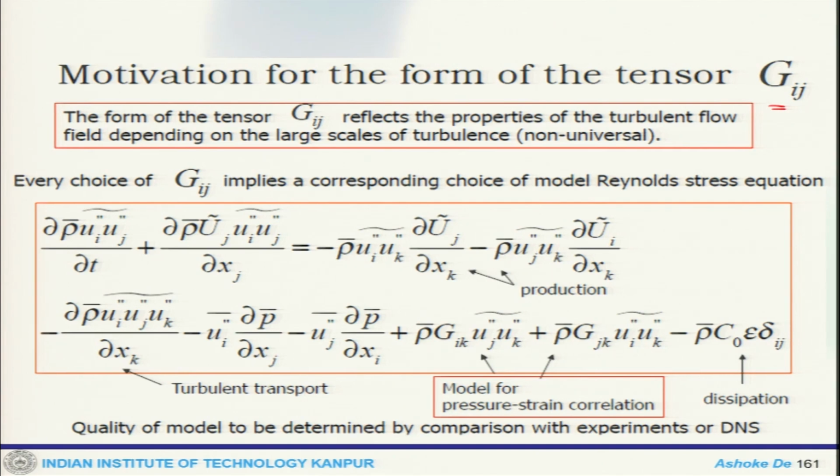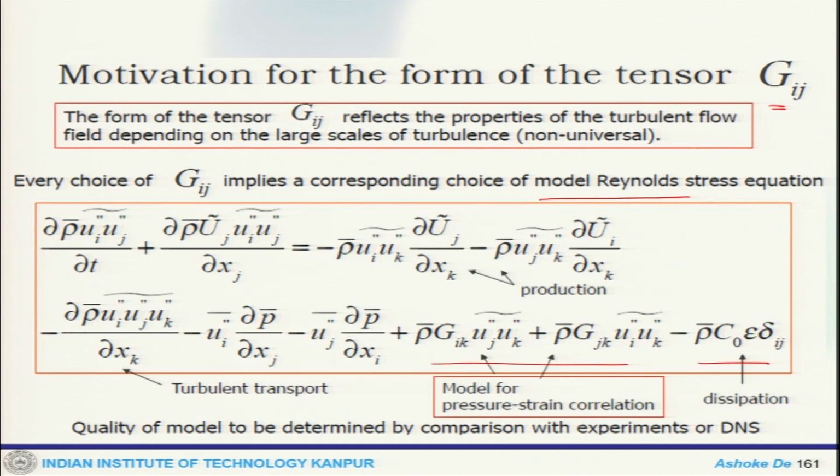So, now if you look at the choice, it is a corresponding choice of model for the Reynolds stress equation, where the individual stress term looks like this. These are the production terms, these are the terms, and this is the term which comes from the pressure strain correlation, and this is the dissipation.